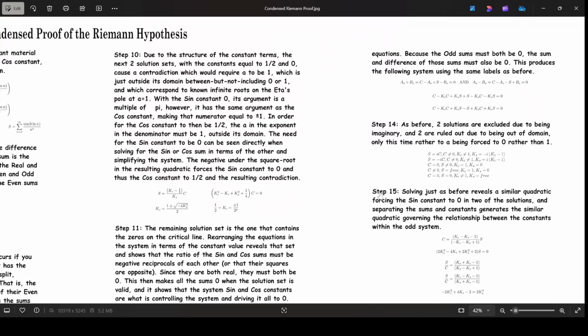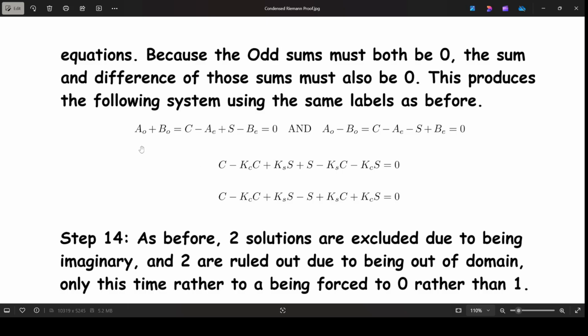And let's go up top here. And here you can see we're going to add the odd parts together, and that has to be 0. And we're going to subtract the odd parts from each other, and that has to be 0. So we've made the requirement that since we know that the odd ones have to be 0, we should be able to add them together, and it should still be 0. And we should be able to subtract them from each other, and it should still be 0. But now we substitute in our value for the real odd part, C minus AE, and our value for the imaginary odd part, S minus BE, and we add them and we get this equation. And likewise over here, when we subtract them, it just flips the signs on these last two, and we get this equation.